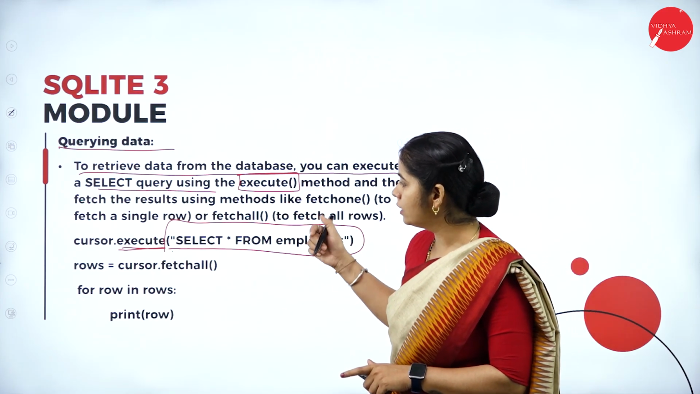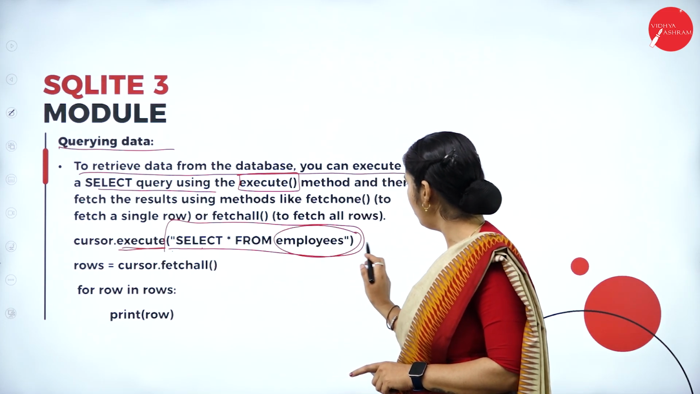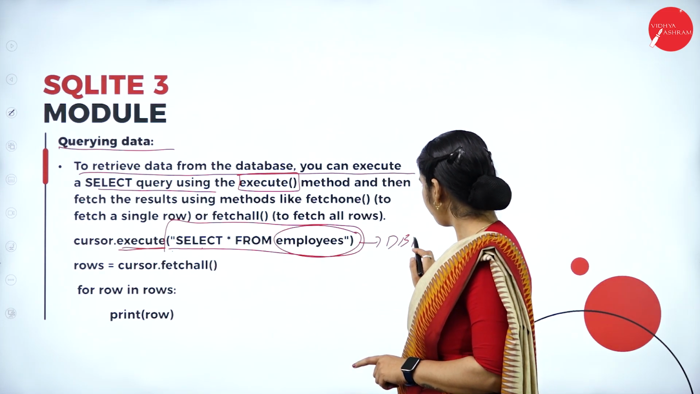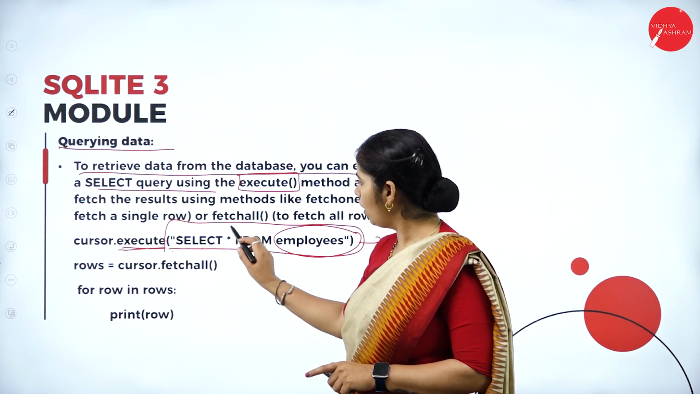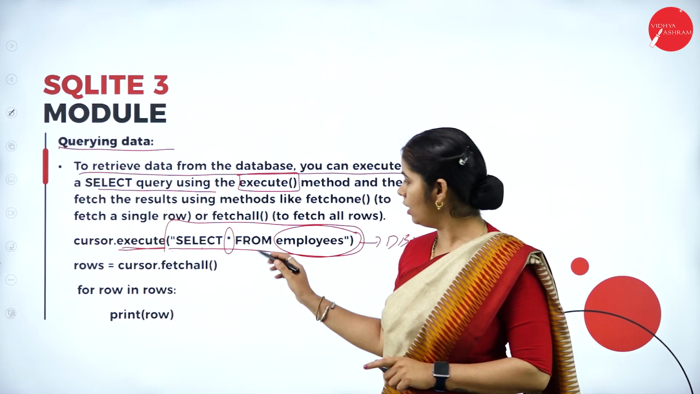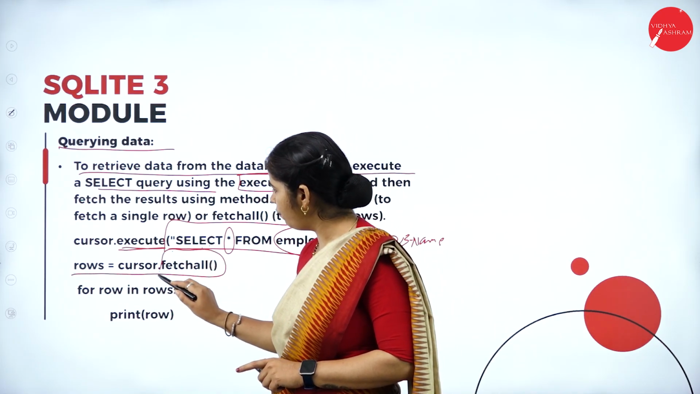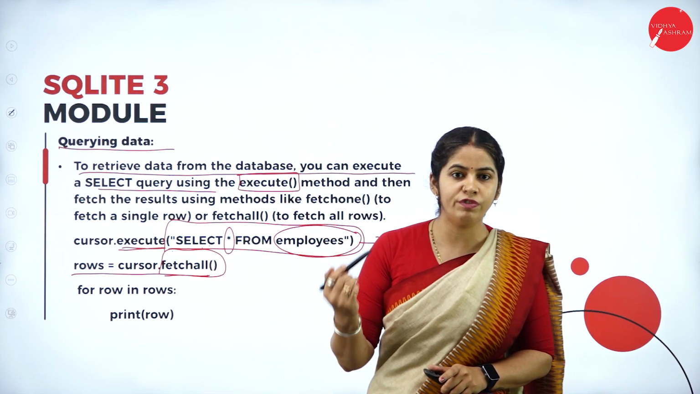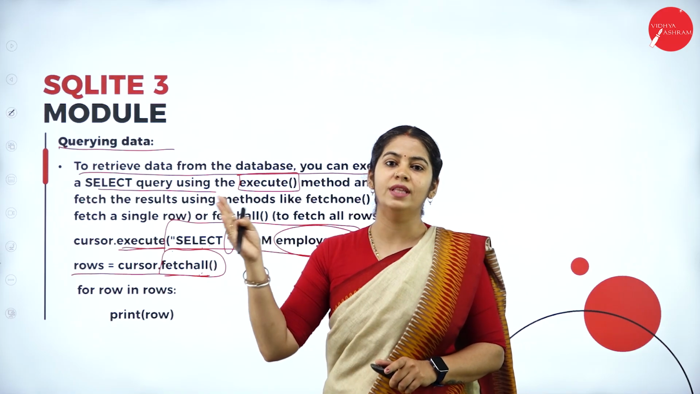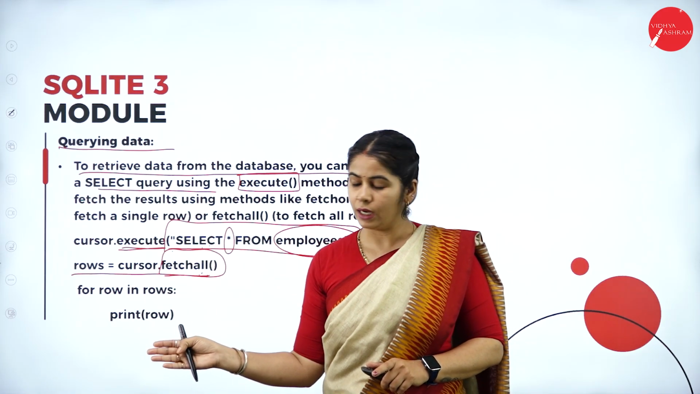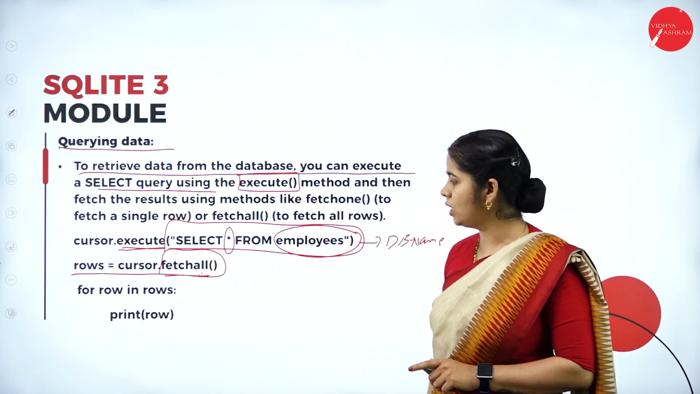This is an example where we select from employee. What is employee? Employee is a table name. We are selecting everything, star represents everything, from employee. rows equals cursor dot fetchall. Fetchall is one more method that fetches all the rows of that particular table, right? So that is how we are going to access the data from the database.